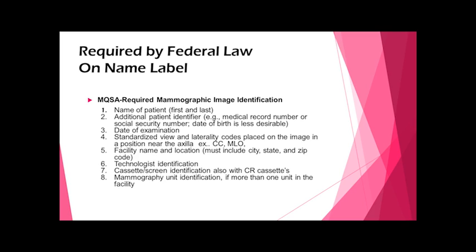Cassette screen identification, if you have film screen, or in CR, they have identification where you have to scan it. Mammography unit identification, especially if you have multiple machines at your facility, you must be able to identify which machine this was taken from. I've even seen where they have room 1, room 2, room 3, or unit 1, unit 2, unit 3. So these are what's required on the labeling on your image.